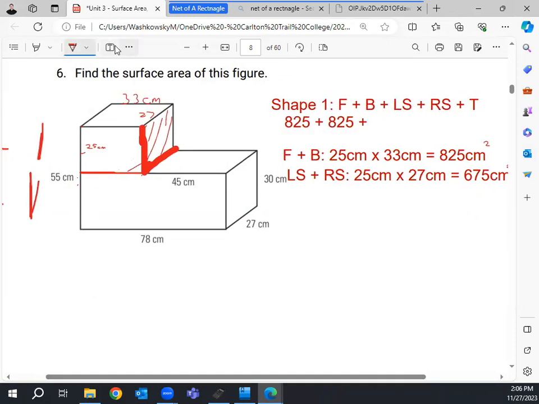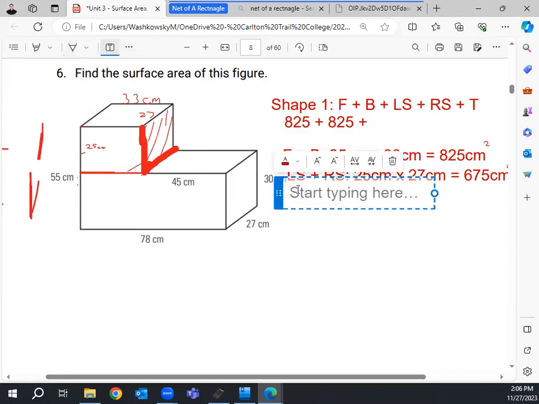Squared. And then now I am not doing top and bottom. I'm just saying what's the top, because this shape here is combined with that other one, right? It has no bottom part of it. So the top part here is just going to be 33 times 27. 891 centimeters squared.